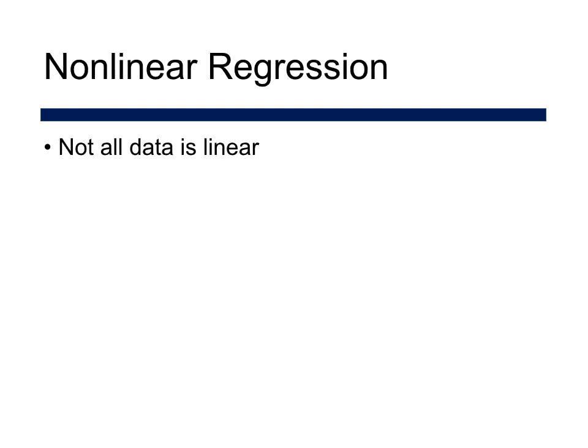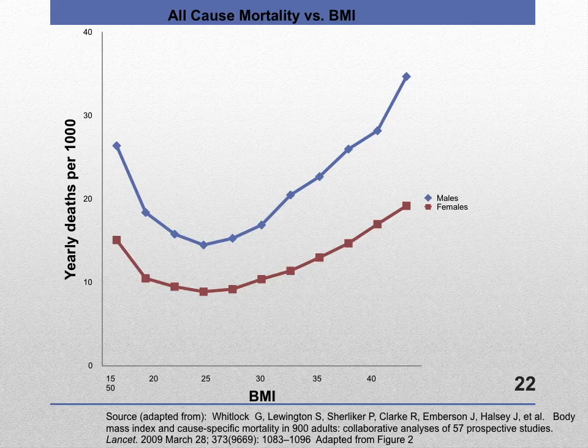But not all data is linear. In fact, it can be curvilinear. And this is an example. So data can follow a J curve or a U curve. I'm sure there are other curves that it can follow. This is an example of a J curve for all-cause mortality versus BMI. So the title of this slide is Body Mass Index and Cause-Specific Mortality in 900,000 Adults.